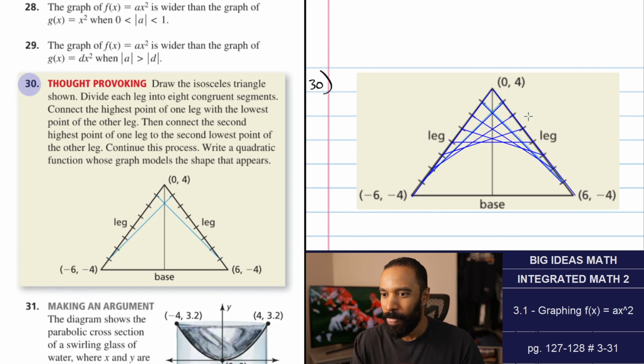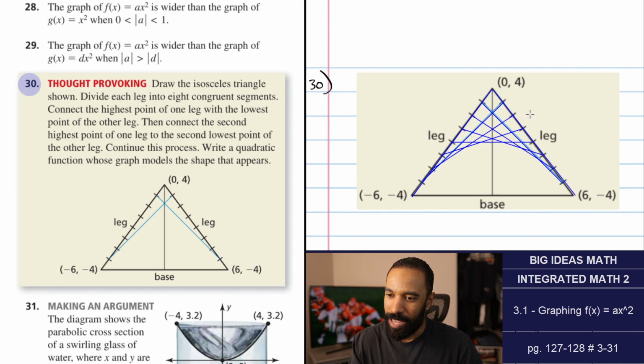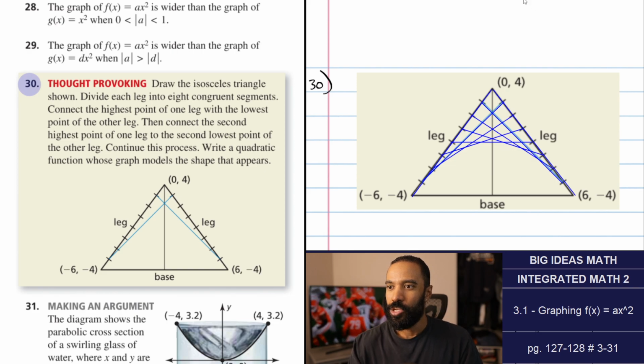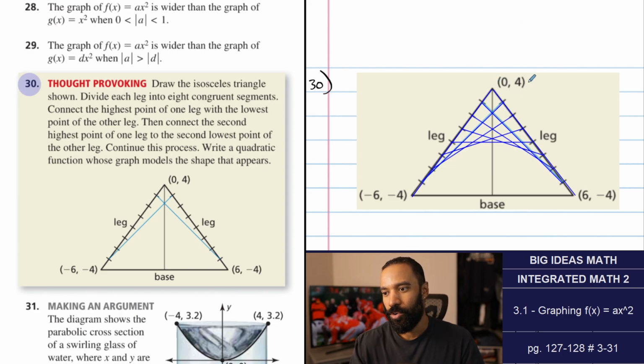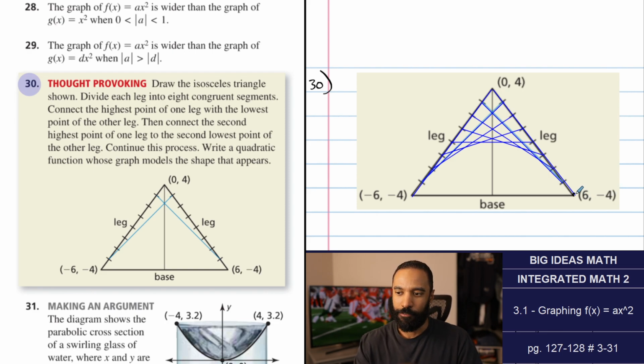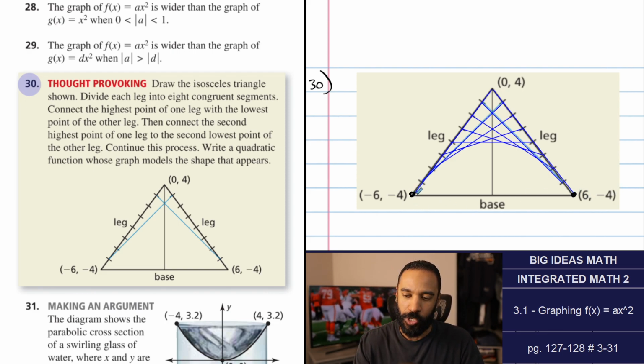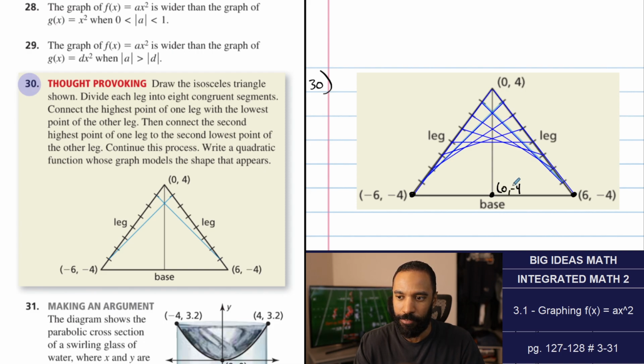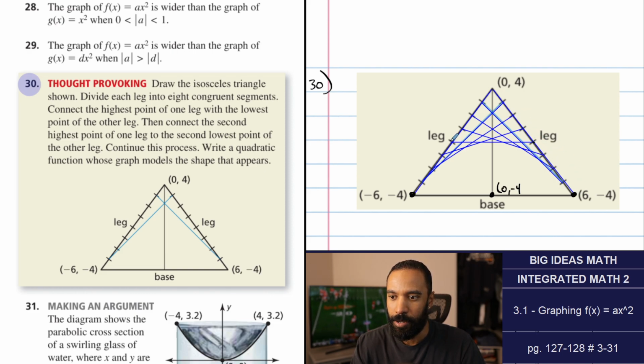That's kind of neat. Now, what are they asking us here specifically to do? You have a point that's 0, 4 right here. And you have 6, negative 4 down there. So we have to imagine what this whole scale is. That means that this point must be 0, negative 4. And this is 1, 2, 3, 4, 5, 6, 7, 8. This is exactly halfway in between.